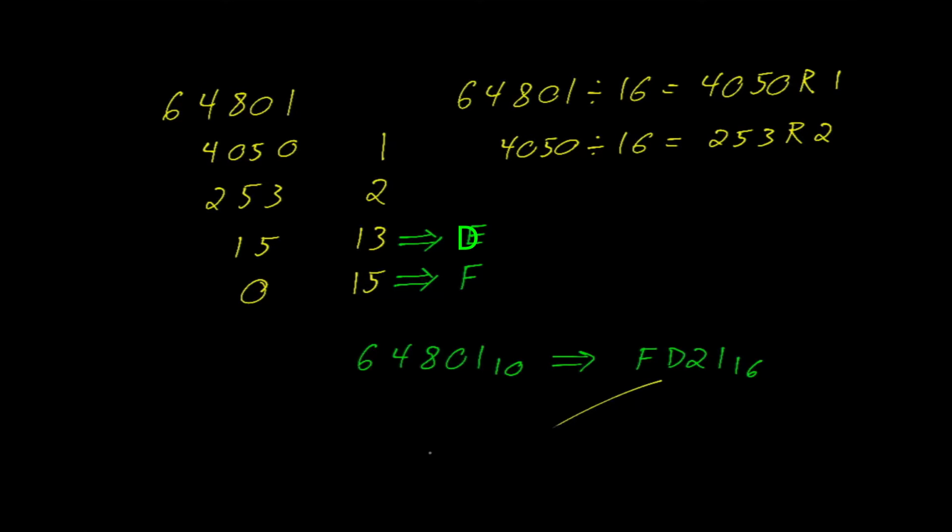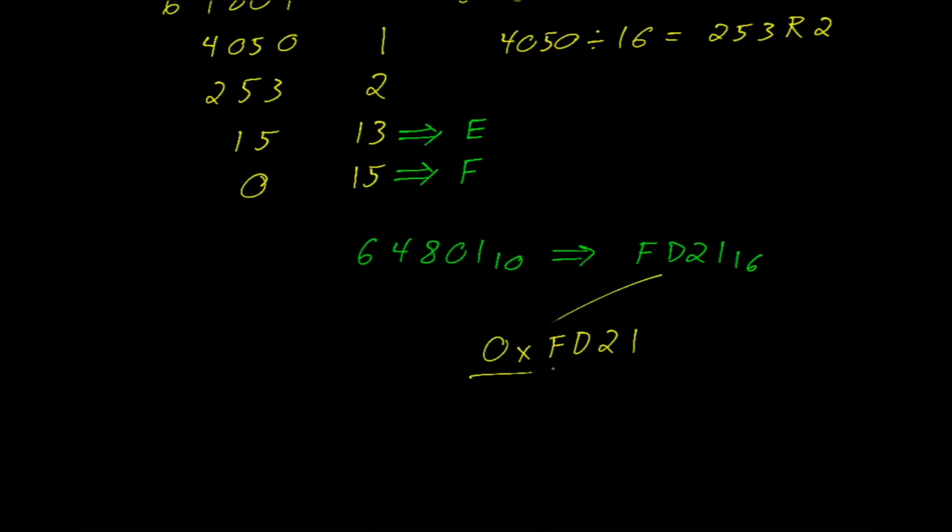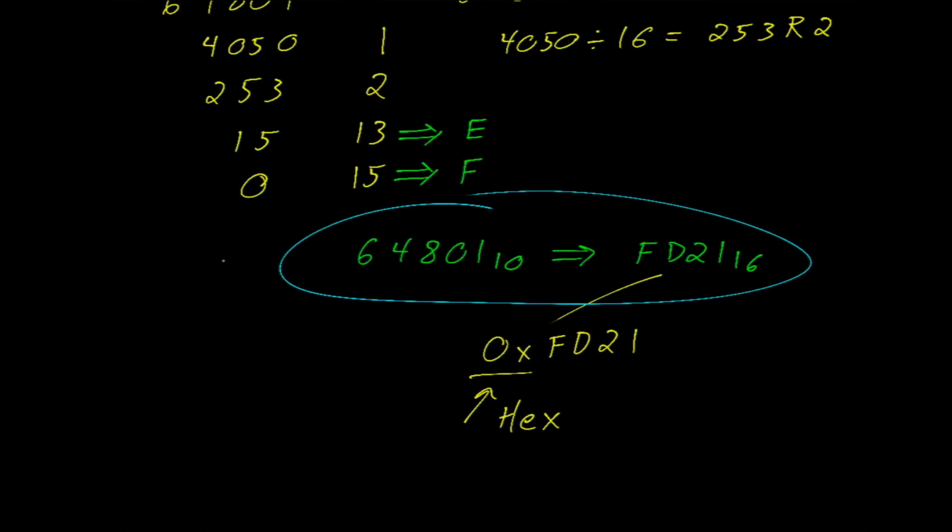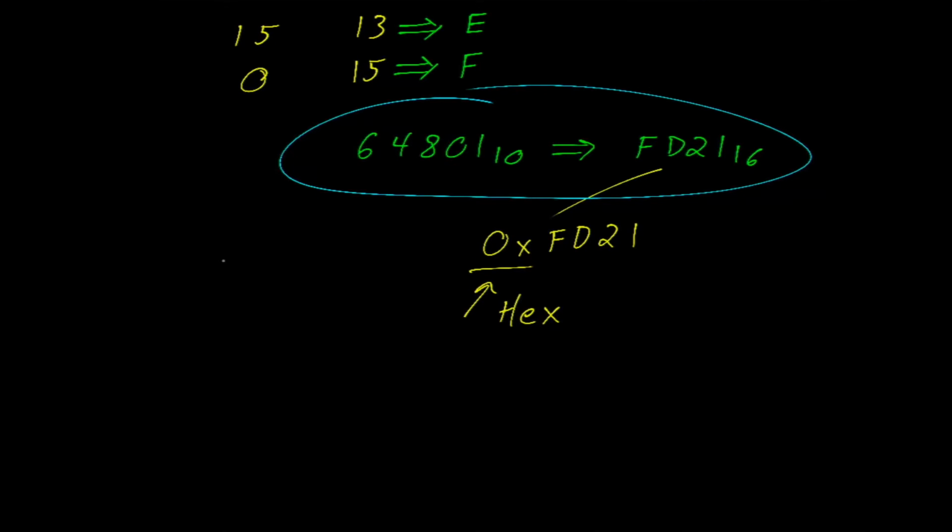In some places, you'll see this expressed as 0xFD21, where these leading digits indicate that we're dealing with a hex number. In fact, this is pretty common when you're dealing with programming languages. We may as well continue our examples and try to work this backwards to check our work.